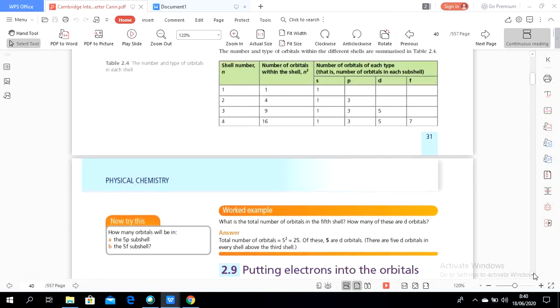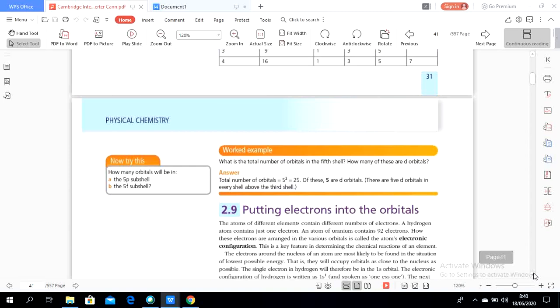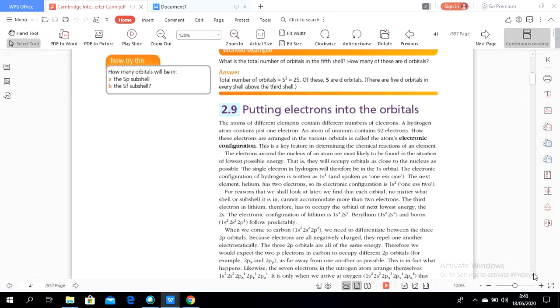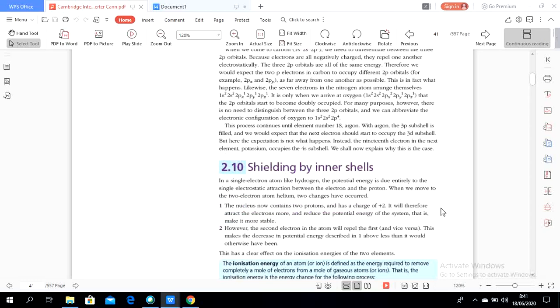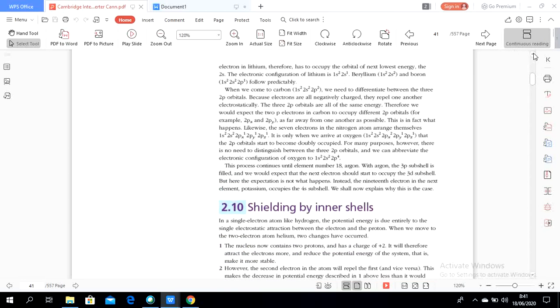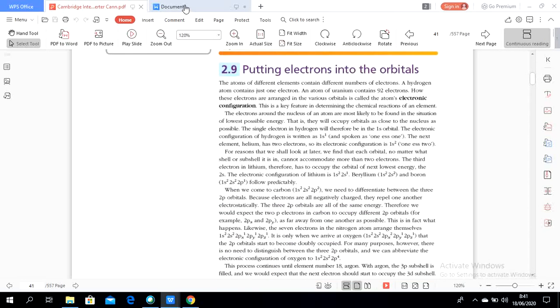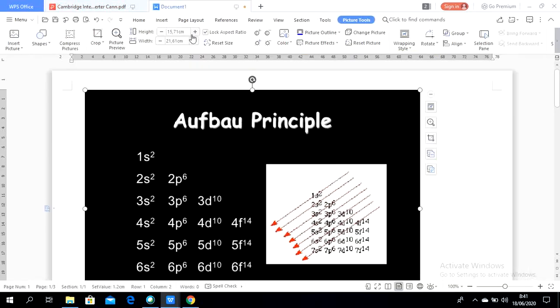What is the meaning of orbitals? I'm going to explain, then putting electrons into orbitals. For the atoms of different elements, we have to see the atomic configuration of S, P, D, F. How to draw? Okay, how to draw for this? I'm going to explain using this diagram.